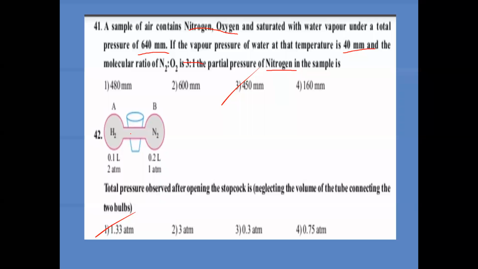This tube is there, connecting the two bulbs. You take this volume as negligible, that means need not consider it. Now the total volume will be equal to what? This 0.1 liters plus 0.2 liters, you can take directly. So neglect the volume of the connecting tube. Okay, so now what do they ask? The total pressure observed, they ask here.